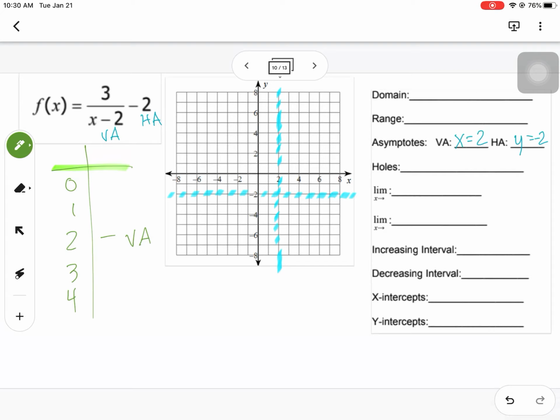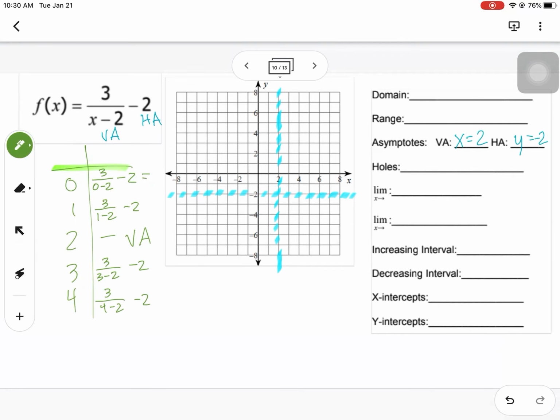When you're plugging it in, I will write it all the way out this time, but you do not have to write out every number once you're comfortable with evaluating. On the same note, if you need to write out every number every time, do it. So when I'm plugging it in, I'm going to plug in the number for x each time. And then I'm going to go ahead and evaluate these.